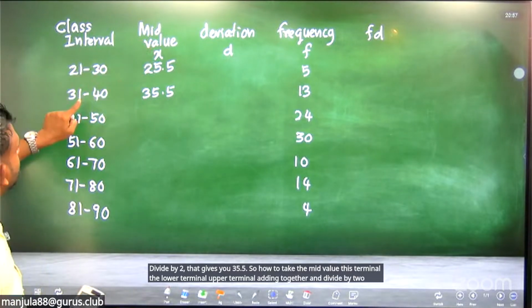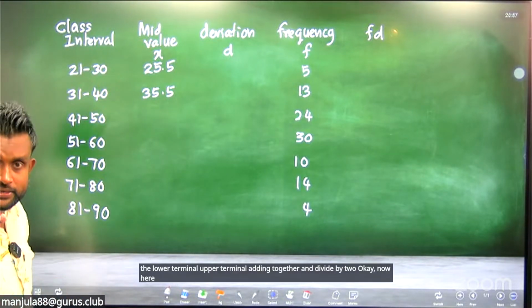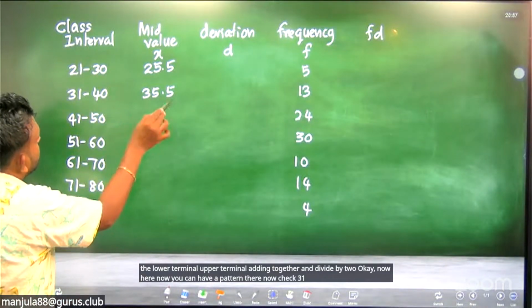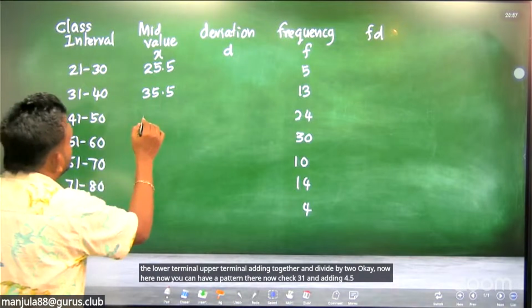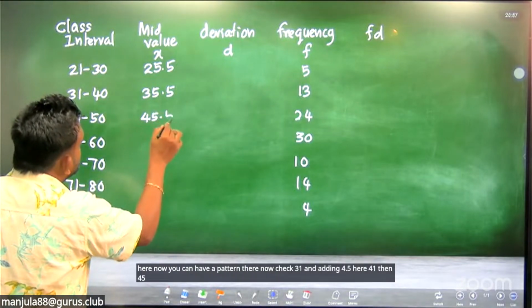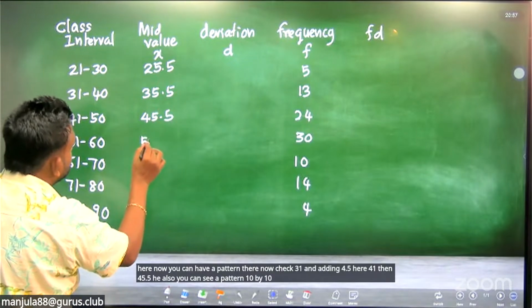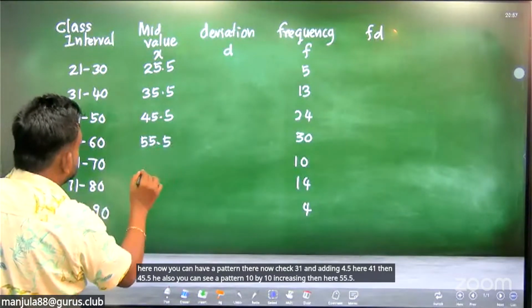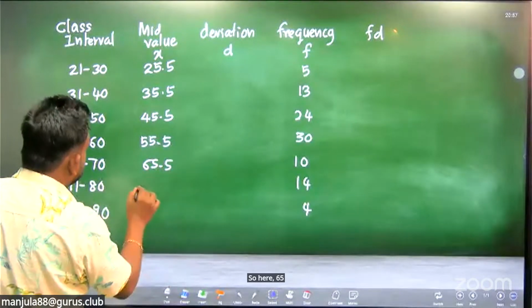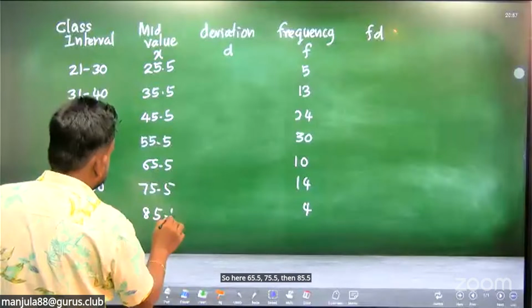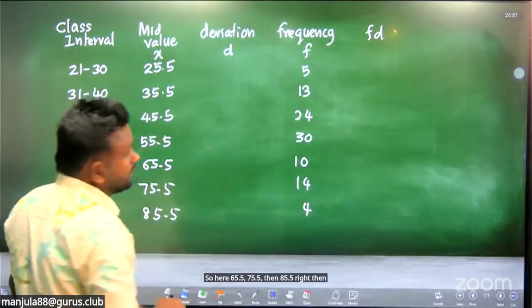Now you can see a pattern here. Check 25.5, adding 10 gives 35.5, then 45.5. Here also you can see the pattern, increasing 10 by 10. Then here 55.5, then 65.5, 75.5, then 85.5. Then the deviation means what?